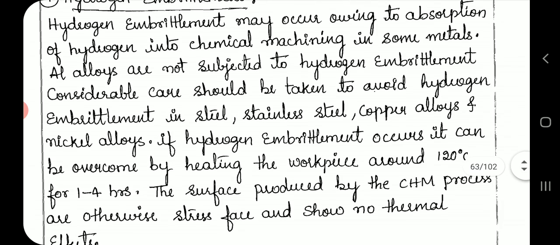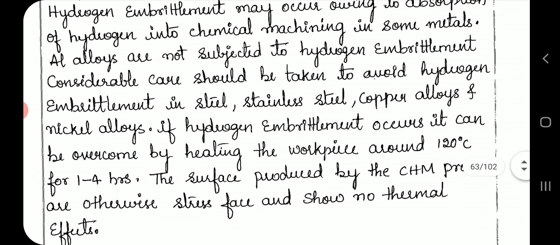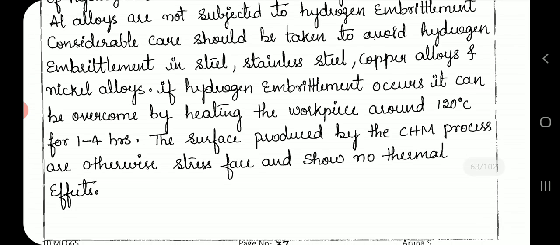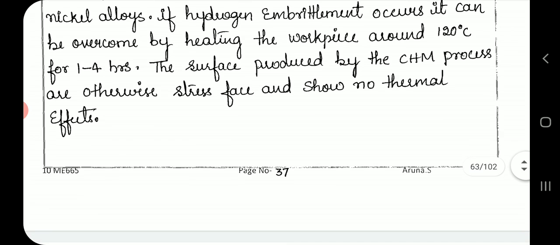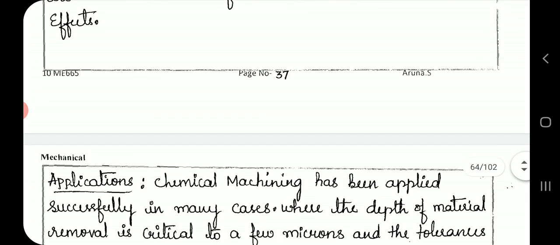Hydrogen embrittlement. Hydrogen embrittlement may occur owing to absorption of hydrogen in chemical machining of some metals. Aluminum alloys are not subjected to hydrogen embrittlement. Considerable care should be taken to avoid hydrogen embrittlement in steel, stainless steel, copper alloys and nickel alloys. If hydrogen embrittlement occurs, it can be overcome by heating the workpiece to around 120 degrees Celsius for 1 to 4 hours. The surfaces produced by the CHM process are otherwise stress-free and show no thermal effects.